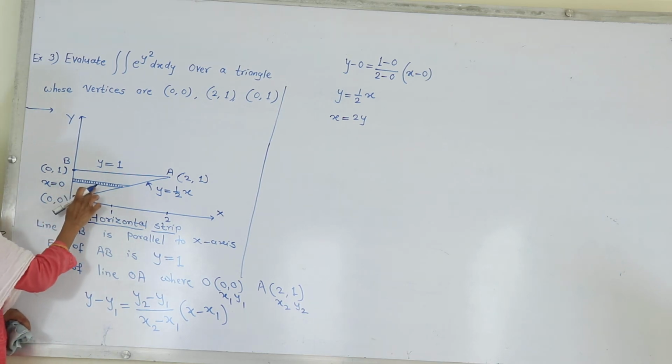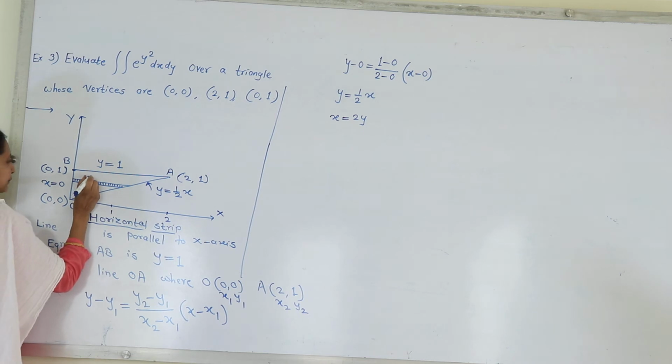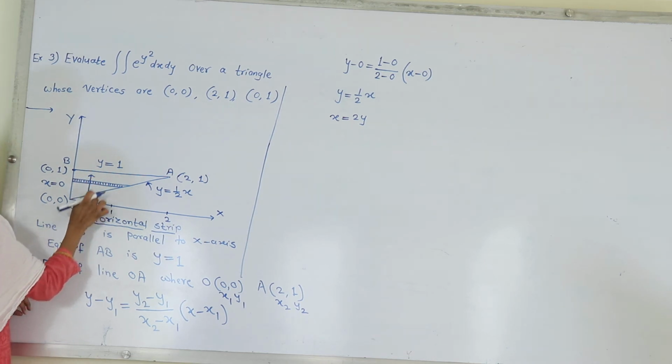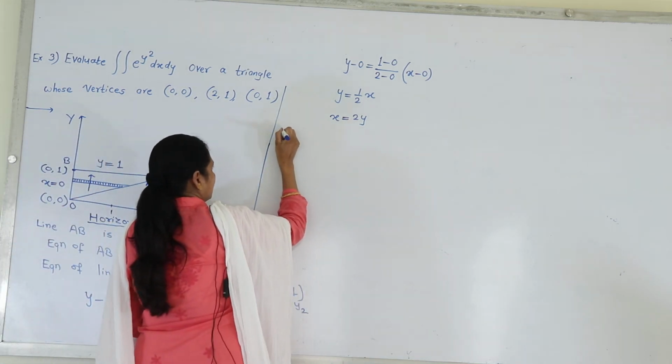Horizontal strip, this strip is flexible and the movement is from x-axis in upward direction. The direction of this movement is upward. Now, how to find the limits in horizontal strip?